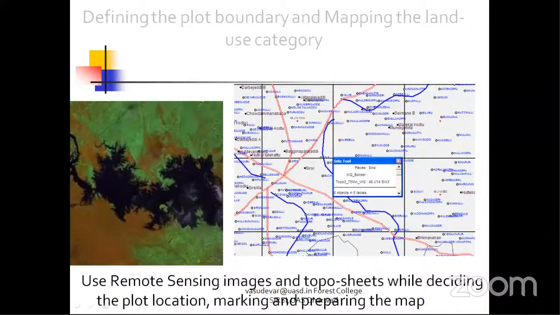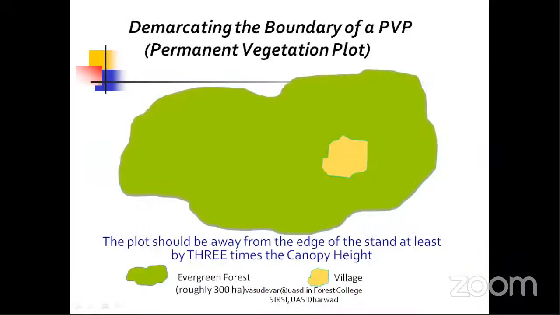So using a remote sensing image, topo sheet, we can decide where exactly the plot has to be located, and then that has to be marked appropriately on the map. Let's imagine I have decided to put my first plot in this evergreen forest patch, which is roughly around 300 hectares.